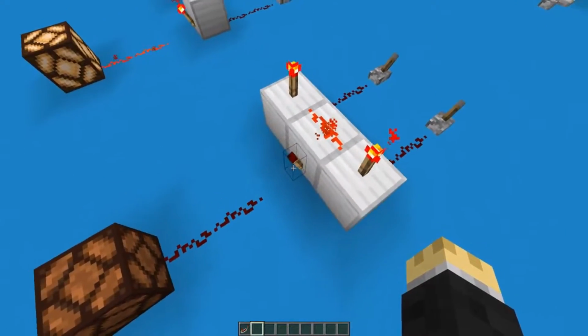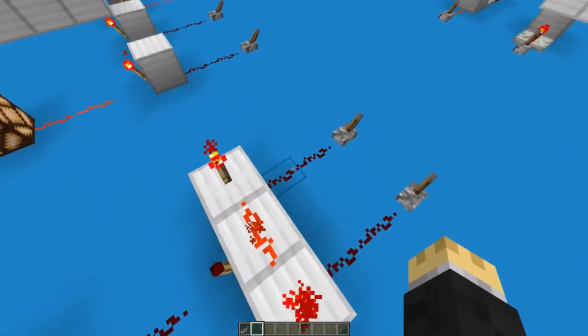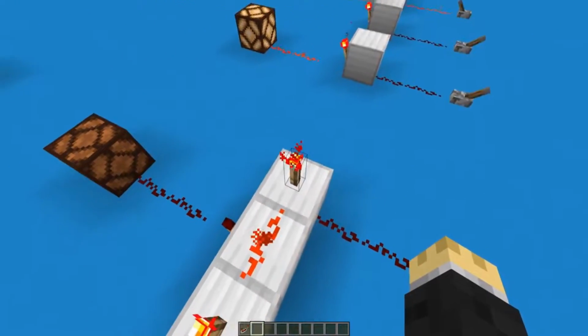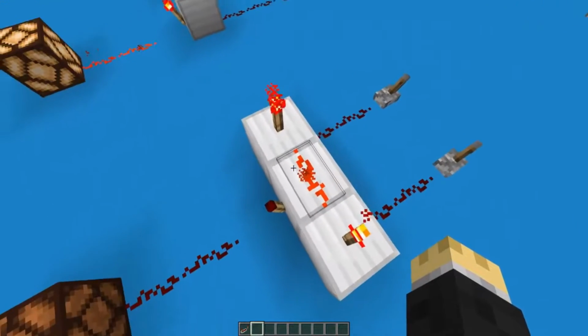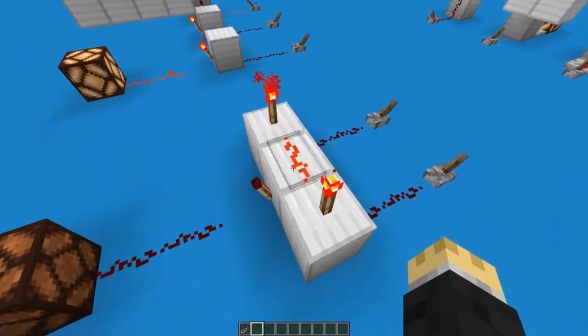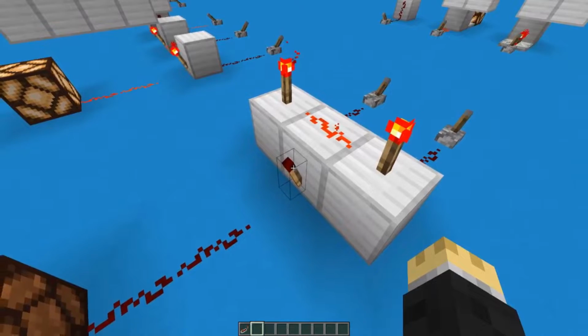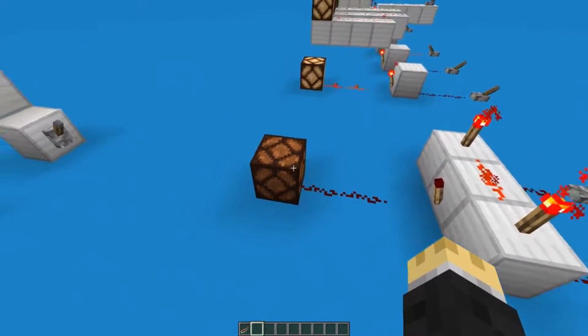If we actually take a closer look at the construction of an AND gate, you can see that both inputs are tied to a NOT gate, and then both those NOT gates go to a single piece of redstone. This could be considered an OR gate, and that OR gate is then the input to another NOT gate, which then acts as the output.